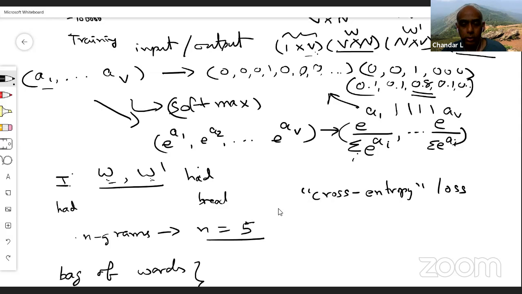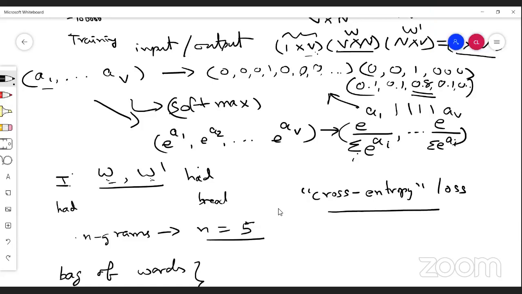So the whole neural network works on minimizing this cross entropy loss. And as we keep minimizing this loss, we keep getting to better and better W dash. Okay, thank you. So you got it, right?